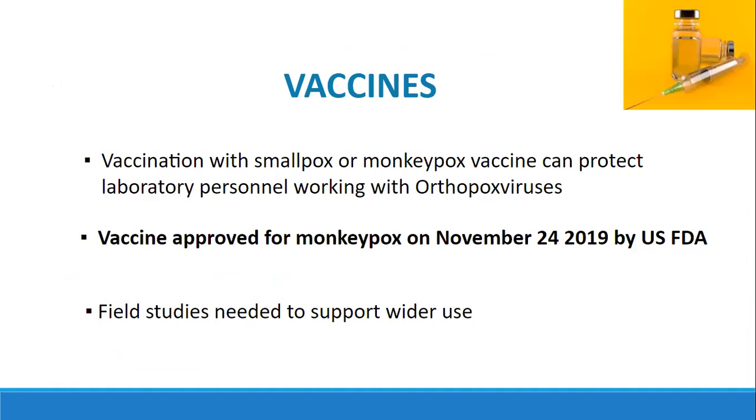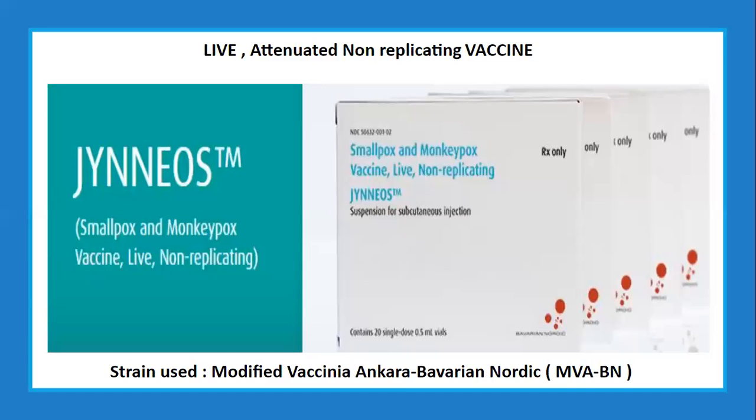So, vaccines. Vaccination with smallpox or monkeypox vaccine can protect laboratory personnel working with other pox viruses. A vaccine was approved for monkeypox on November 24, 2019 by the US FDA. Field studies are needed to support wider use. They are basically given to people who are at more risk of infection.